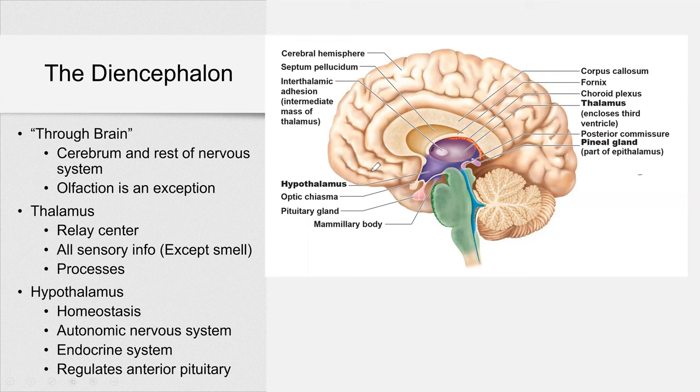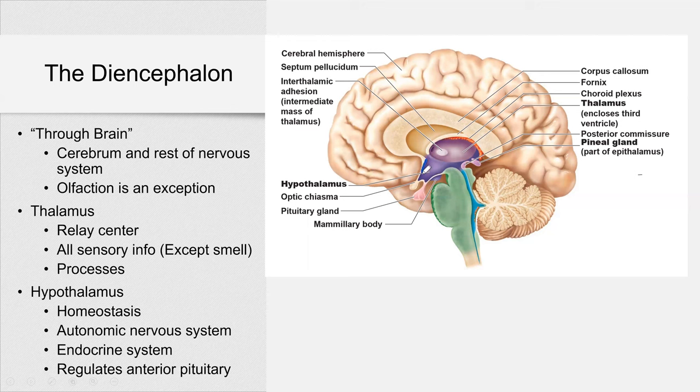And the only sensory information that does not go through thalamus and go straight to the cortex is olfactory information. Right, so olfactory means you can smell stuff and it will actually go straight to your temporal lobe and then go to the thalamus. Now the thalamus, that's what it says, relay center, all sensory information except smell, and it processes information into the appropriate part of the cortex.